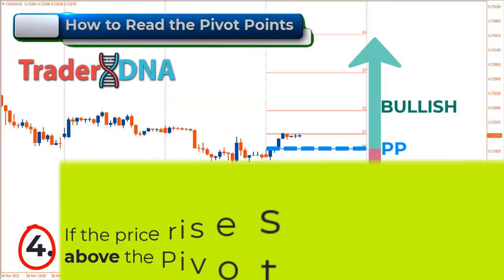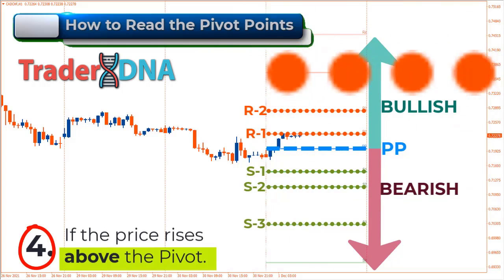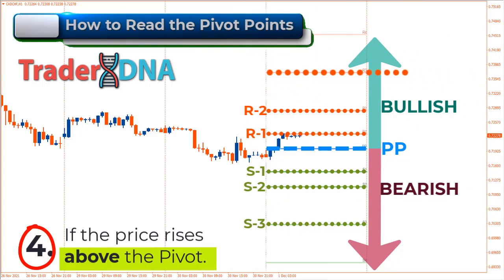Fourth, if the price rises above the pivot, the first target is resistance 1, or R1. If the price continues to increase, the next is resistance 2, or R2. If the price continues to increase, the next target is resistance 3, or R3.